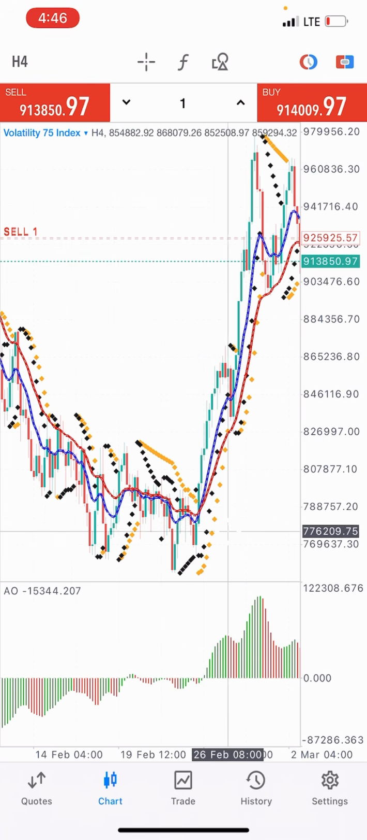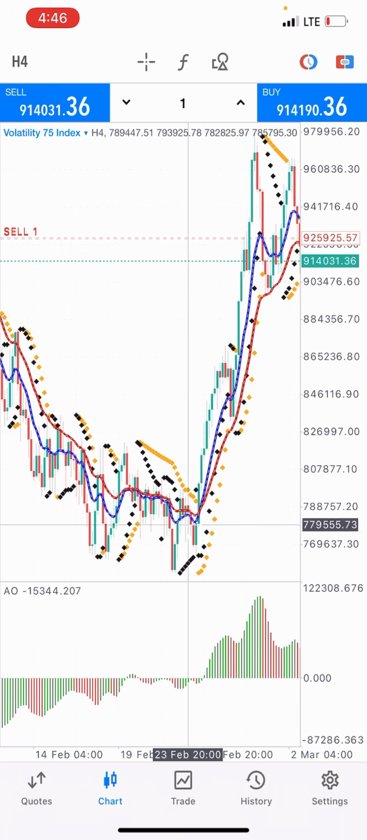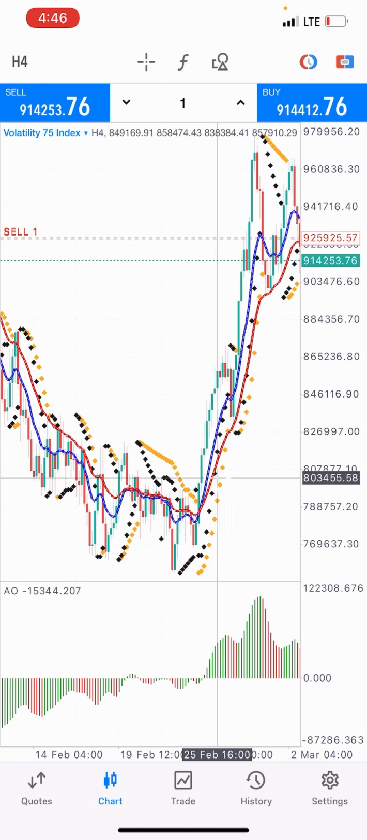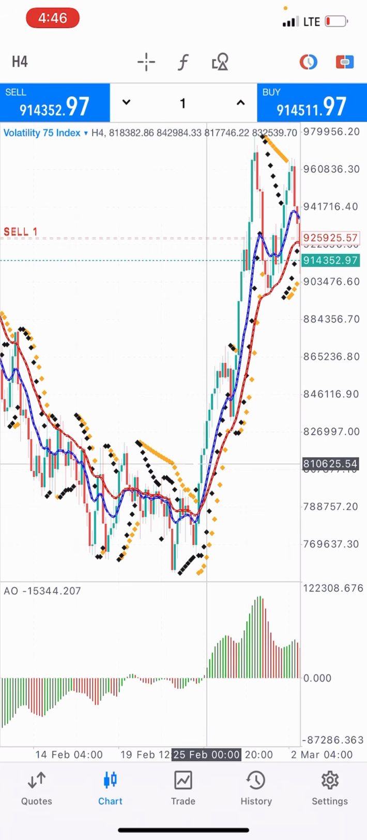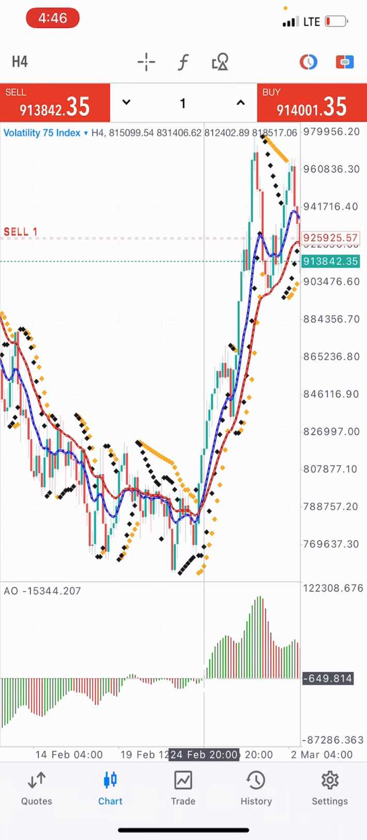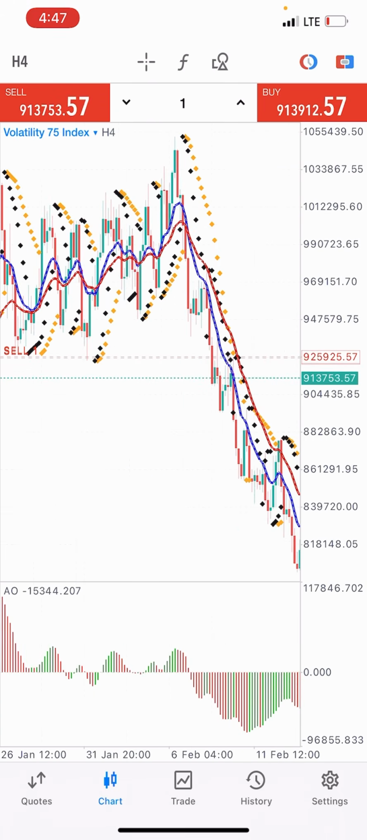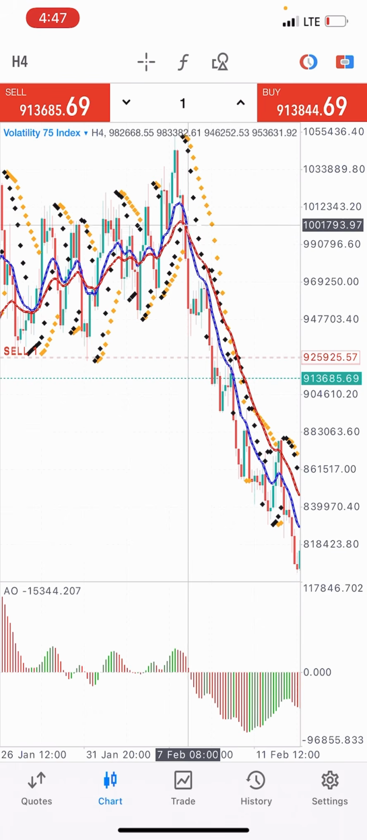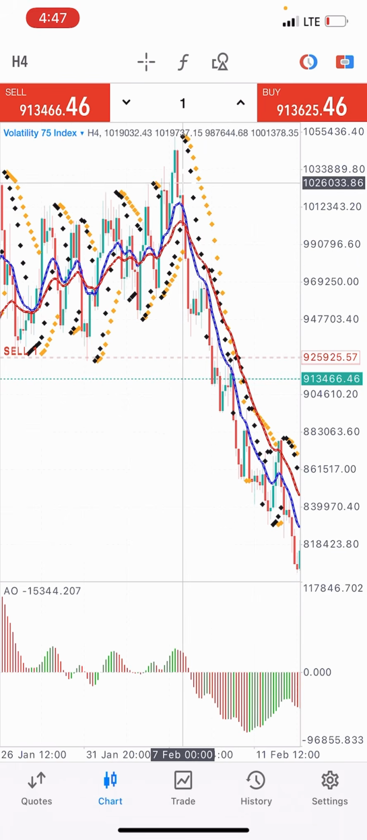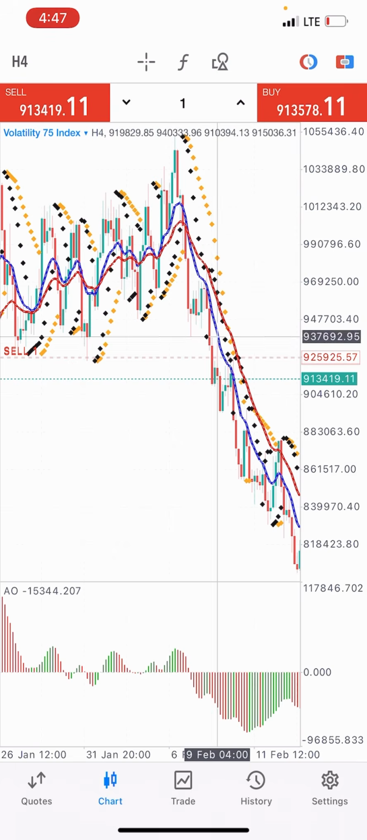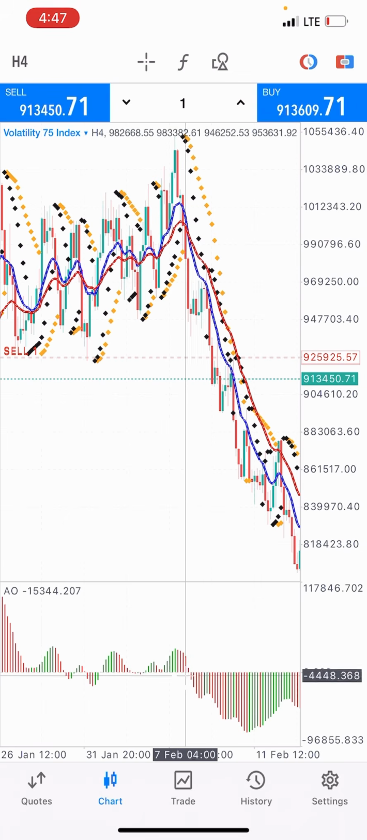Guys, using this strategy to place a buy, you wait for the blue moving average to cross above the red line, the black above the yellow, and the awesome oscillator to move above the zero level. It gives you a buy. To get a sell, you wait for the red moving average to cross above the blue, yellow above the black parabolic SAR, and the awesome oscillator to be below the zero level.